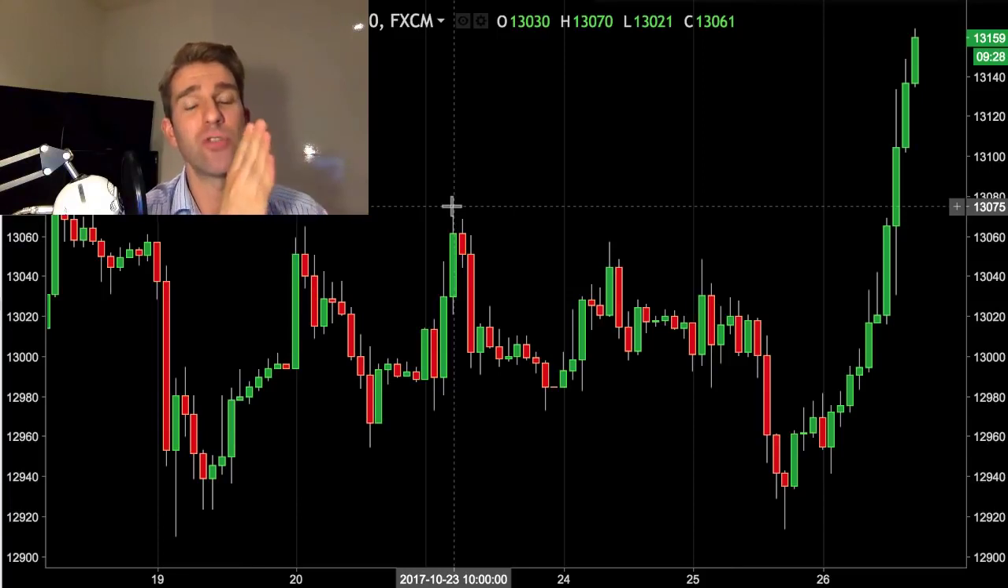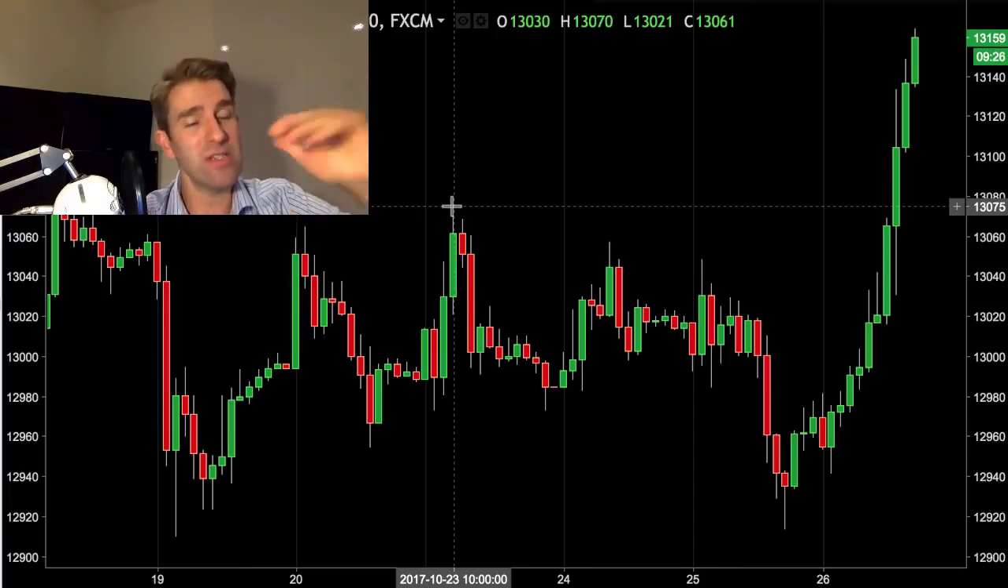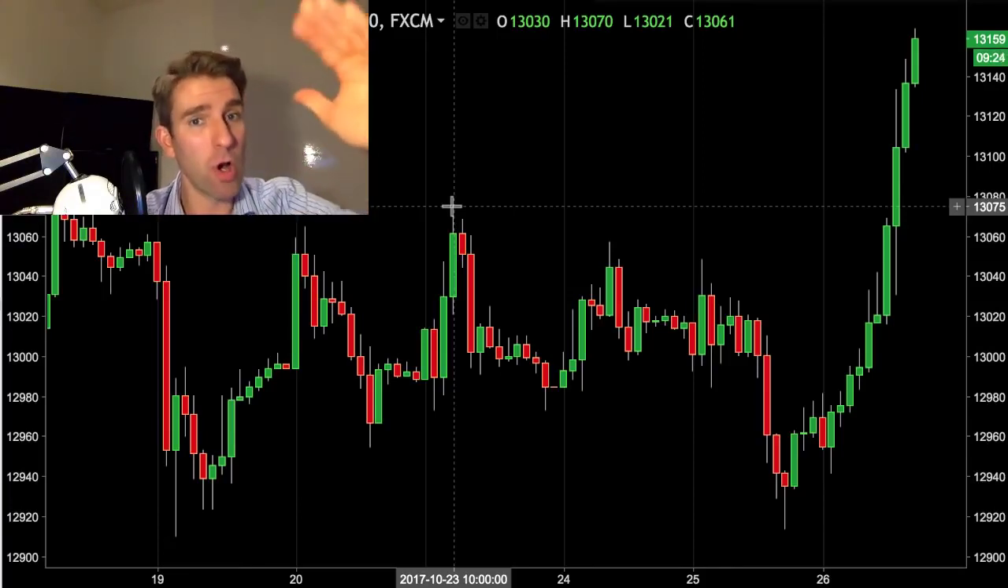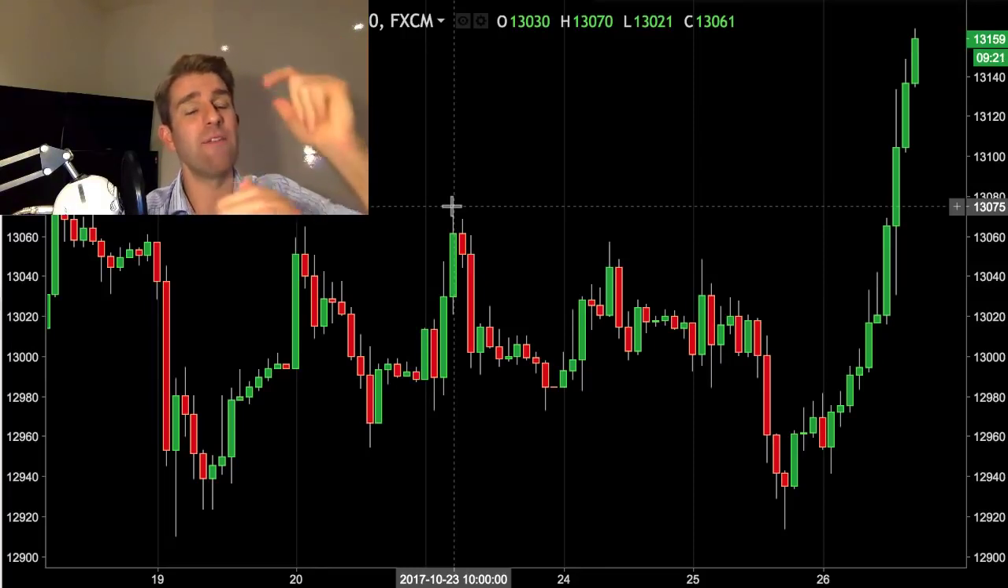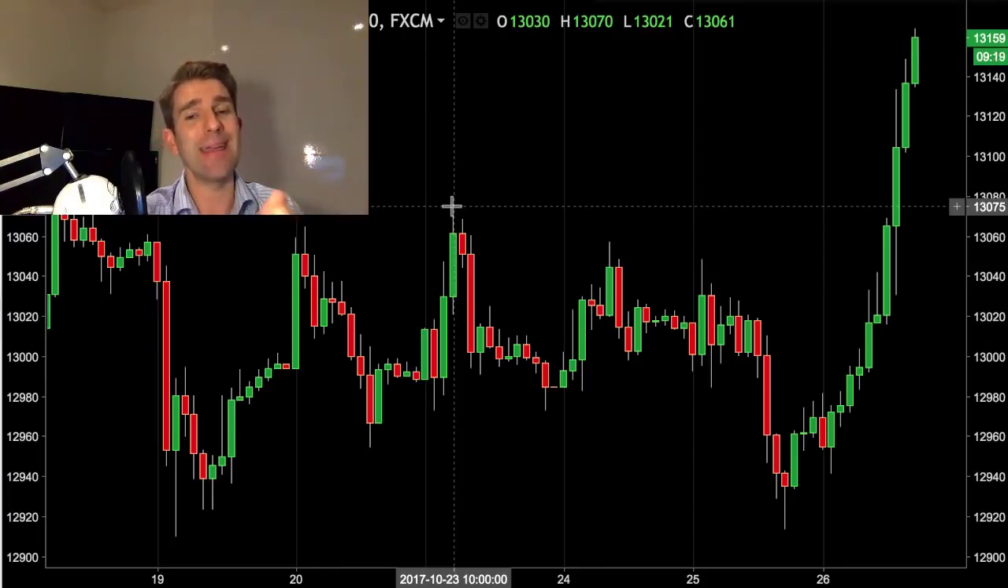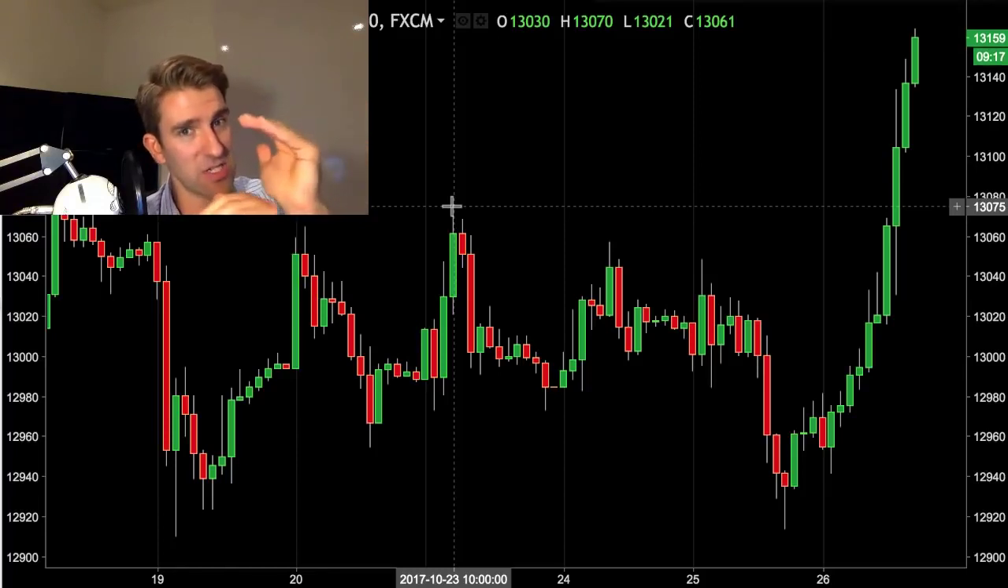The US session for me opens at 2:30, so you're looking at 2:30 to 3:30. Bracket the high, bracket the low, long above the high, short below the low. Take your 50 pips, 50 ticks, whatever it may be. Bank it, run. Stop is the distance between the two.